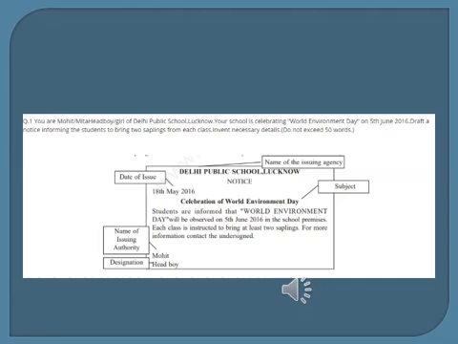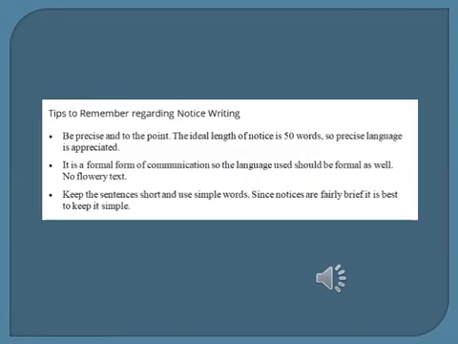Then here, students are informed that, that's the content now, World Environment Day will be observed on 5th June 2016 in the school premises. Each class is instructed to bring at least 2 saplings. For more information, contact the undersigned. Now the name of the issuing authority, who has issued that, then the designation of the person who has issued the notice. The tips to remember regarding notice writing.